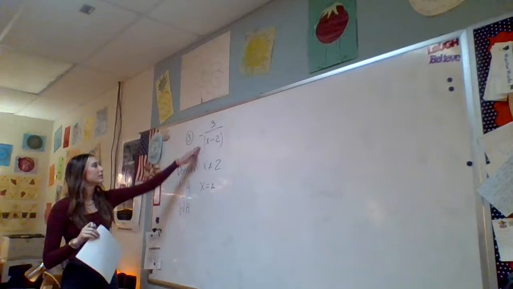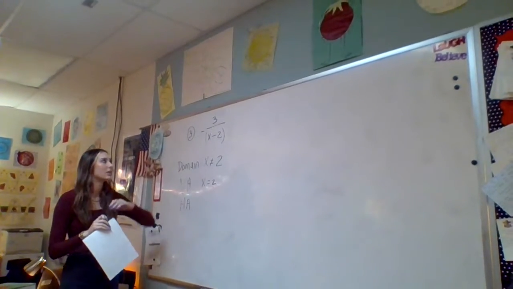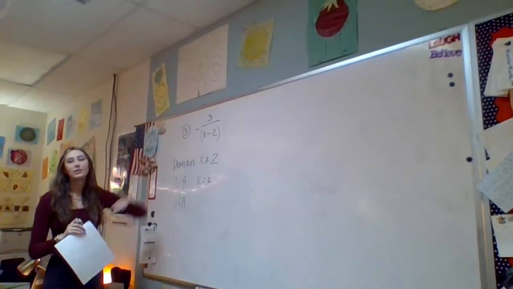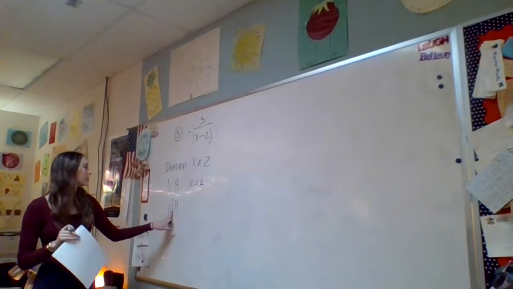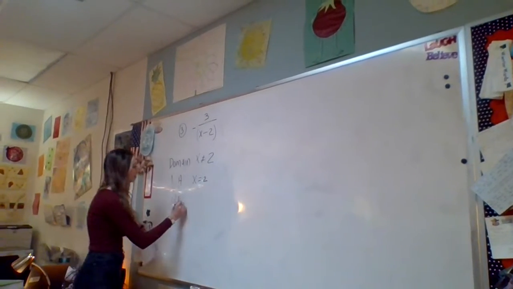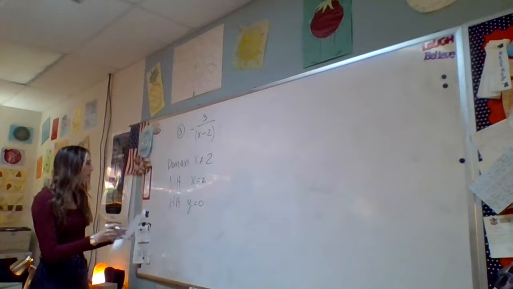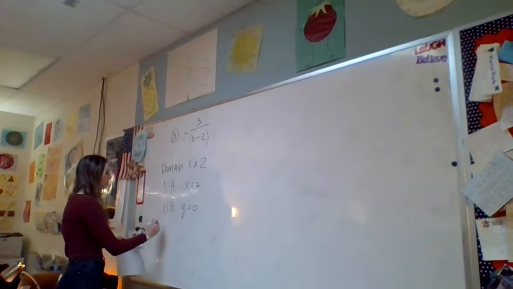And now here's the thing that we haven't done yet. We have an x on the bottom, but we have no x's on the top. So it's bottom heavy, and we're going to have a horizontal asymptote at y equals 0. Okay, now we can do our intercepts.